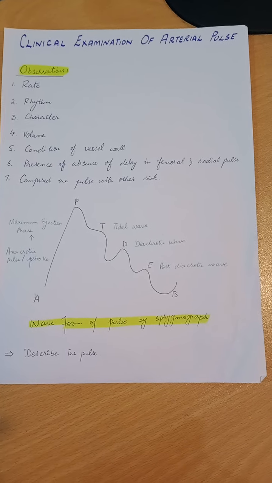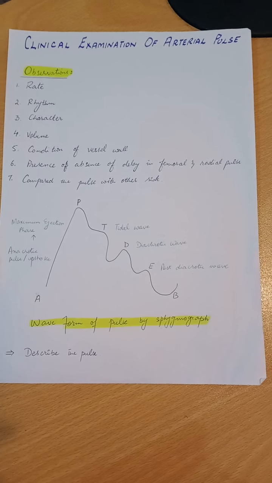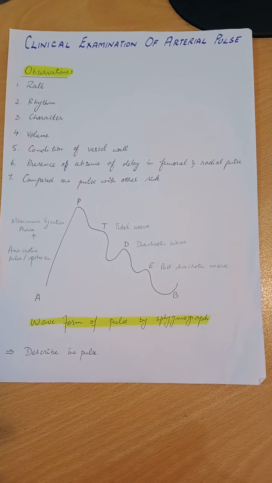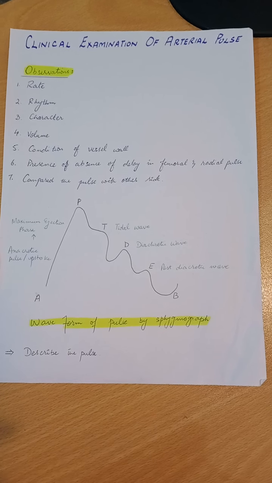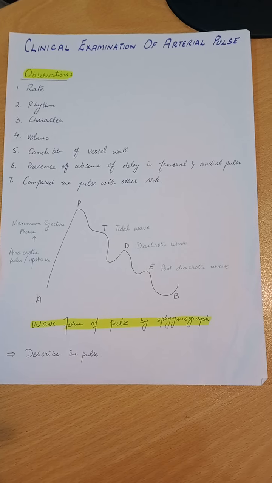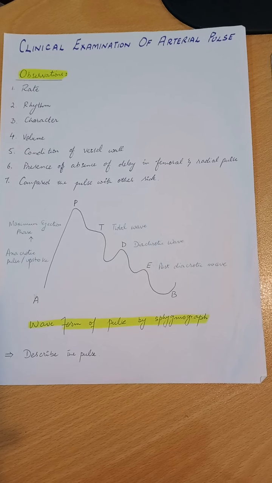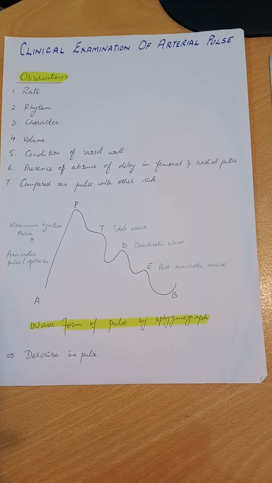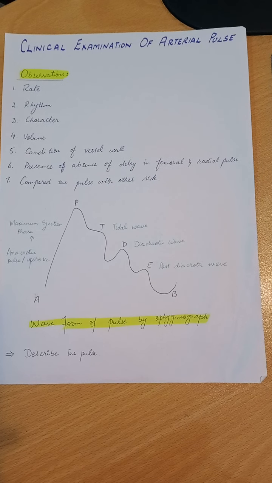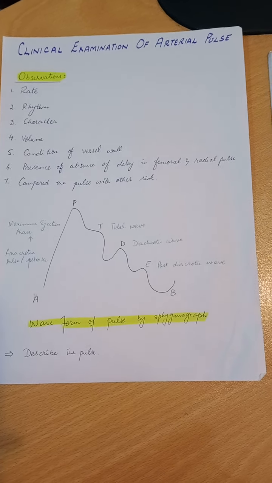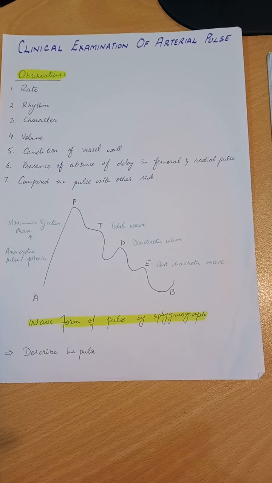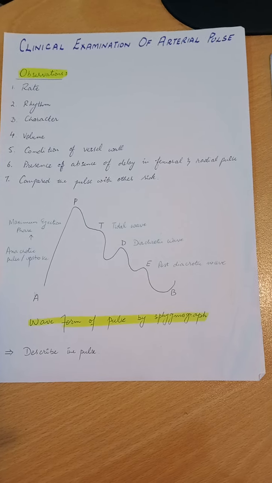Next, we will determine the rhythm of the pulse. Normally, the pulse beats at regular intervals, so decide whether the pulse is regular or irregular. If it is irregular, decide if it is completely irregular, or if there is irregularity in a recurring pattern at a regular interval, or if it is a regular rhythm that is interrupted by irregularities.